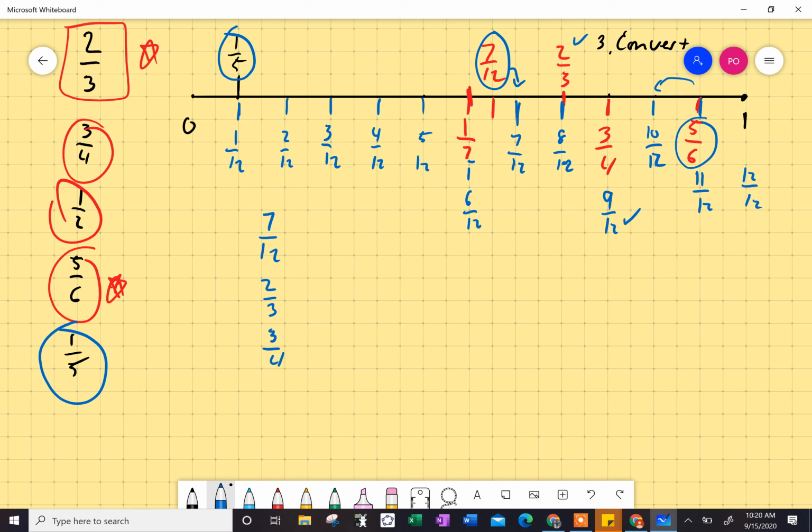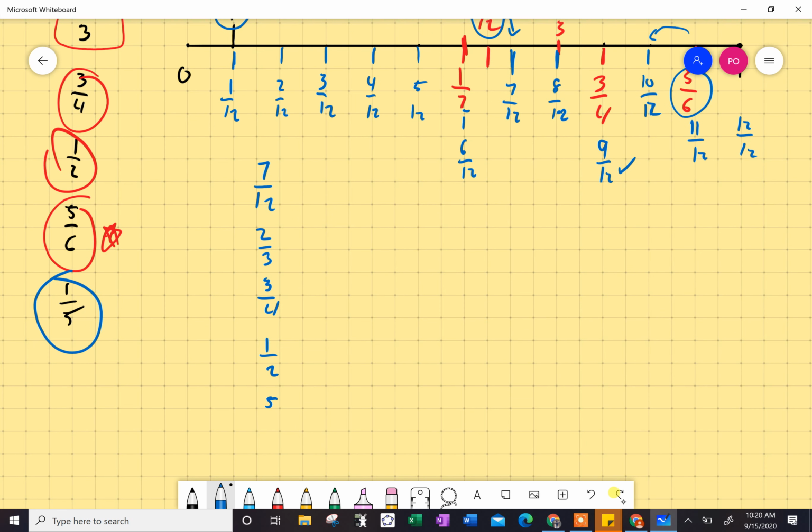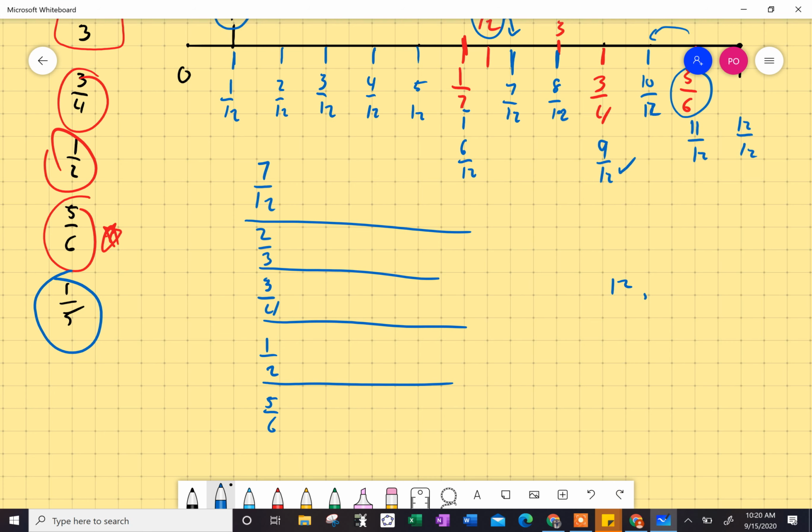My first strategy was just to approximate, use the number line and approximate. My second strategy is to find a common denominator. And I noticed that for 12, 3, 4, 2, and 6, you can multiply all of these numbers by something to get 12. So that's my common denominator. And what I'm going to multiply 7 twelfths by is 1. So 7 twelfths is just 7 twelfths. But if I want to change 2/3 to 12ths, I'd have to multiply that 3 by 4.